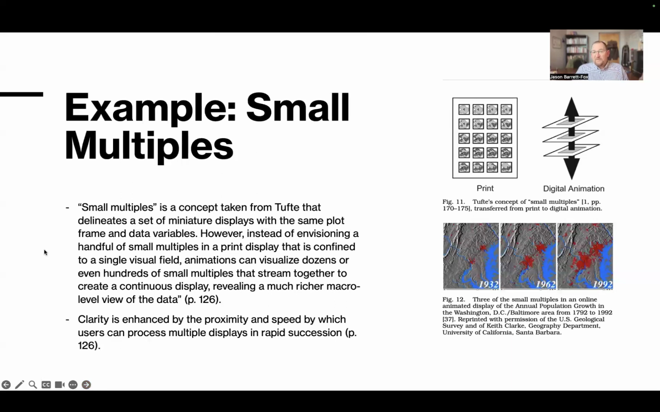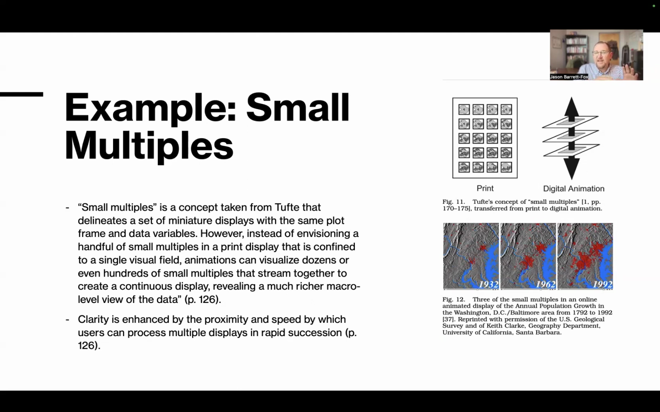I'll give you a quick example of small multiples because this is a really, really fun way to see how these kinds of interactive displays can be put to use. Small multiples are extremely useful, and they're very, very hard. You can almost never deal with small multiples in a print situation. It has to be a kind of digital situation. Small multiples is actually a concept that we take from Tufte, which delineates a set of miniature displays within the same kind of plot frame and data variables.